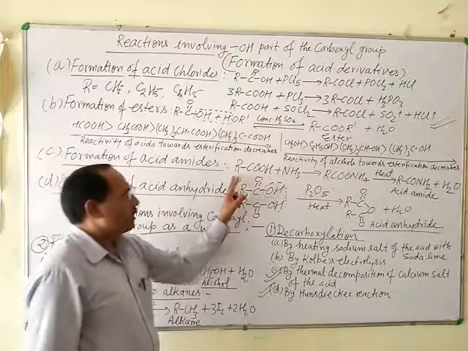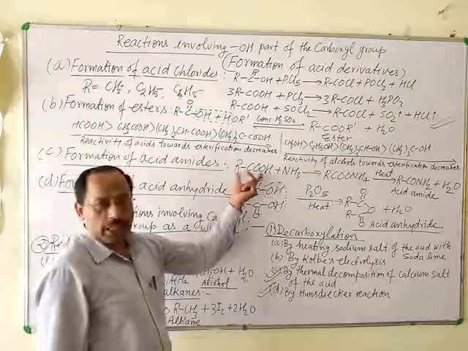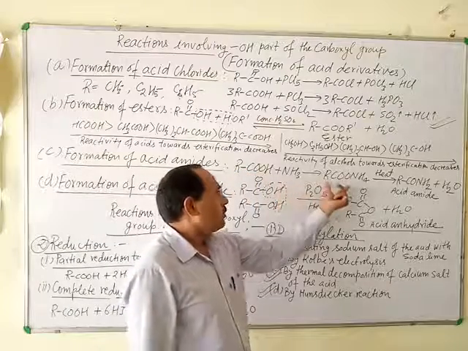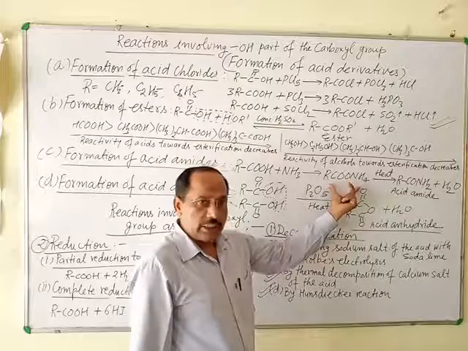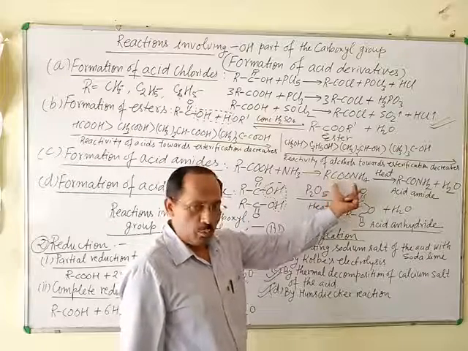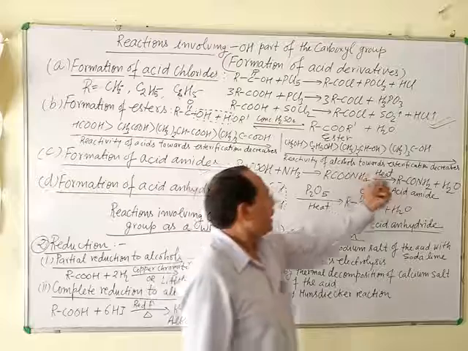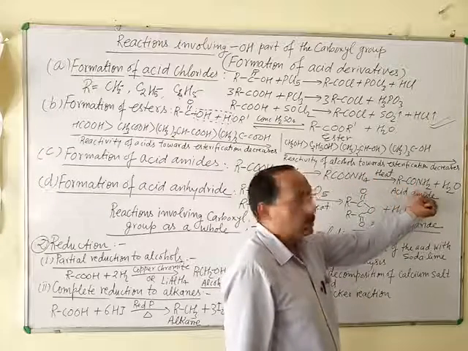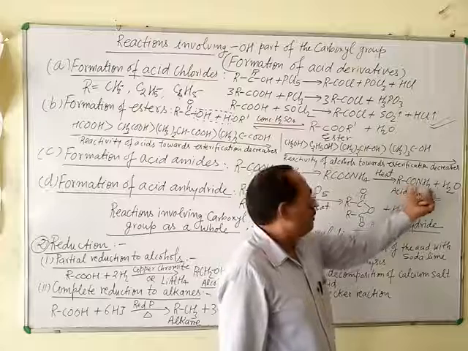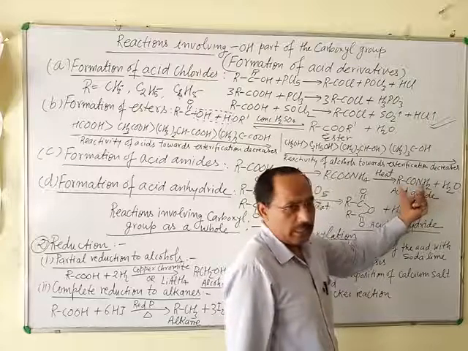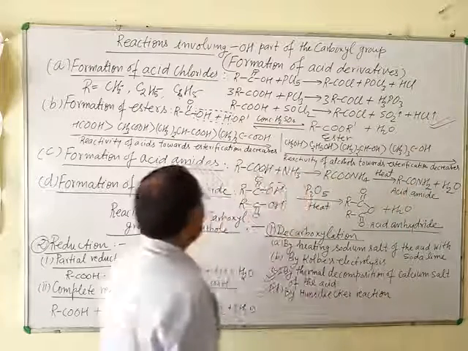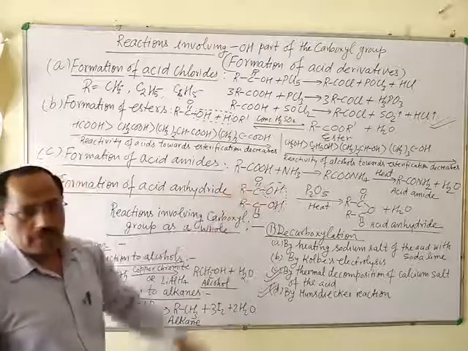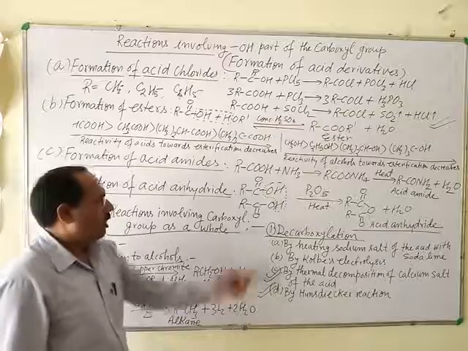When R equals CH3, it becomes acetic acid. Acetic acid reacts with ammonia, gives ammonium acetate, CH3COONH4, which on heating gives acetamide, CH3CONH2. CH3CONH2 is known as acetamide. As the value of R changes, different amides are obtained.